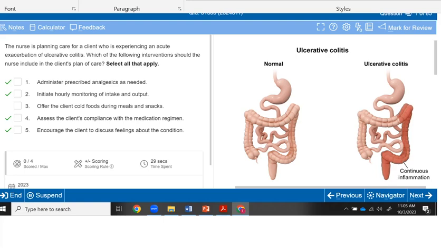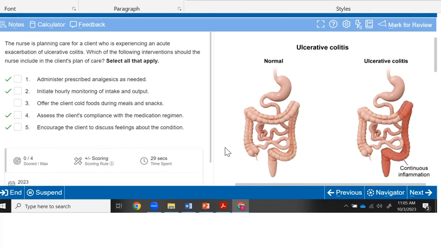Administer prescribed analgesics as needed. Yeah, it's going to be bright red, raw, like a big ulcer. We're going to need pain meds. Initiate hourly monitoring of intake and output. Yes, it does affect the fluids in our body, right? Offer the client cold foods during meals and snacks. I don't think so. I think there was something about cold foods. And then assess the client's compliance with the medication regimen. Yeah, they need to be compliant with their medicines. Sometimes they're steroids, sometimes they're infusions. Encourage the client to discuss feelings about the condition. Yeah, you would do that.